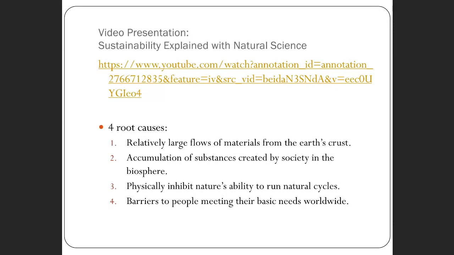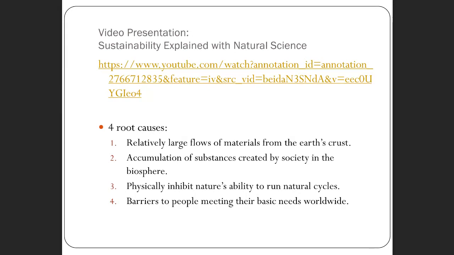So, again, those 4 root causes, things that are unsustainable, right? These basically say that nature is in balance, and we as human beings have, in a variety of ways, disturbed the balance of these natural cycles. So what are the 4 things that this gentleman identified as root causes of unsustainability? Relatively large flows of materials from the Earth's crust, right? Taking a lot of stuff out, more than nature does.